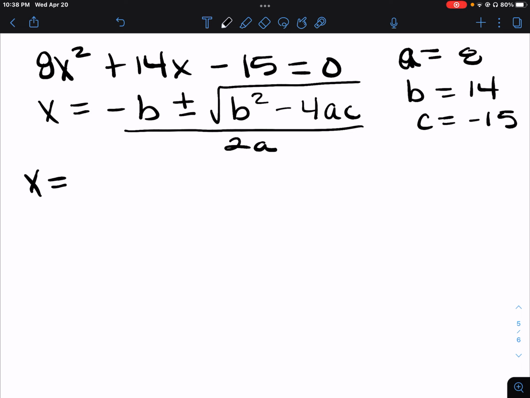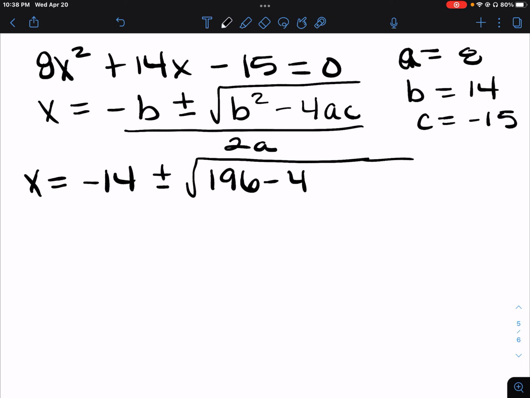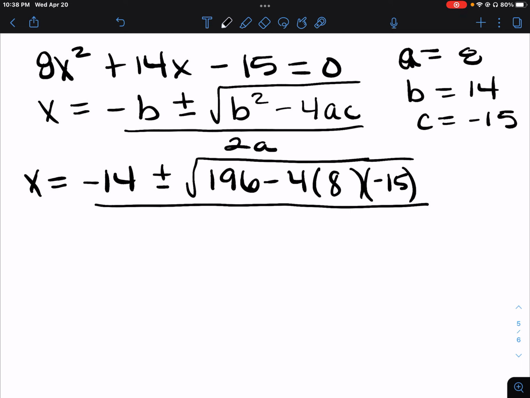Negative b means the opposite of b. B squared means b times b. Okay, so that's 14 times 14. Okay, and minus 4ac would be minus 4 times a times c. It's all over 2a, which is 2 times 8.